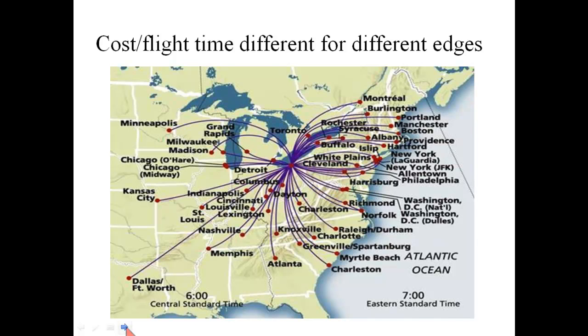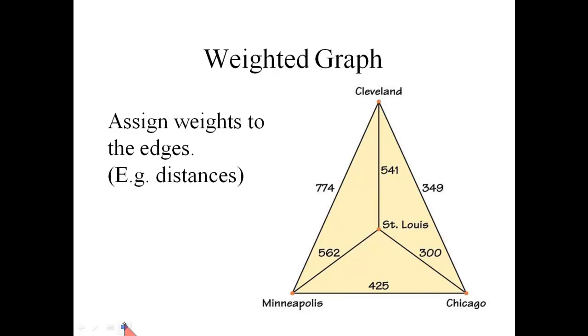Let's look at a concrete example, a small example. Here are just 4 cities, Cleveland, St. Louis, Minneapolis, and Chicago, and the approximate distances in miles between each of these cities. So it's a weighted graph. Vertices, edges, and then the edges have numerical weights on them.